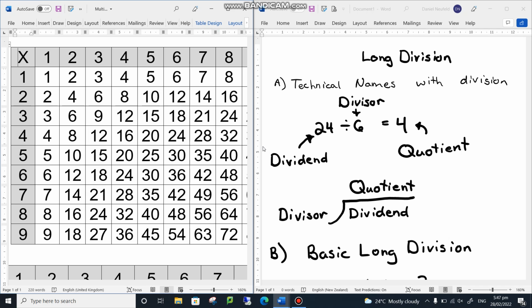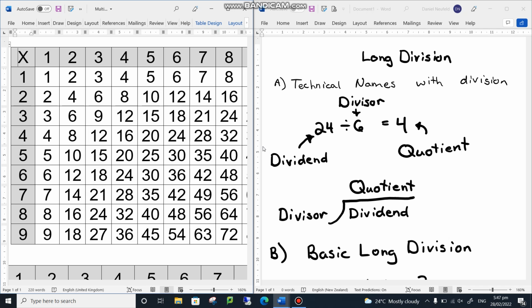Now, the thing that's being divided up, that's called the dividend. The thing that's doing the dividing is the divisor, and then the final answer is the quotient. Now, if you can remember these, that's great. Not many people do, but just as an extra thing.